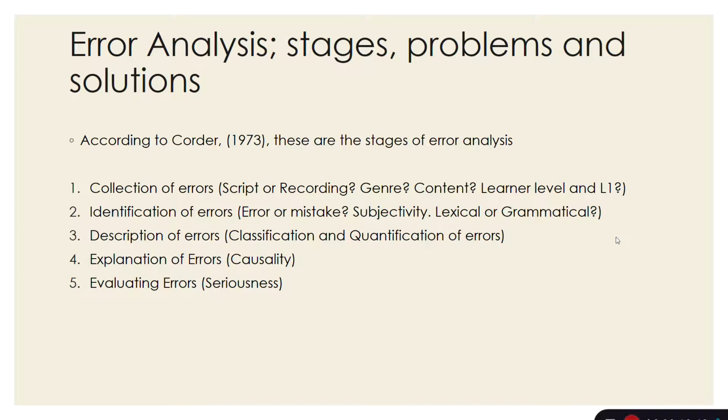Number 4, explanation of errors. Now, some authors believe that we must then explain how the errors occurred. And there are a number of possibilities here. They could be due to first language interference. They could be due to students not yet having learned an item. There are rule overgeneralization errors, such as "he goed," or errors caused by poor teaching or faulty materials.